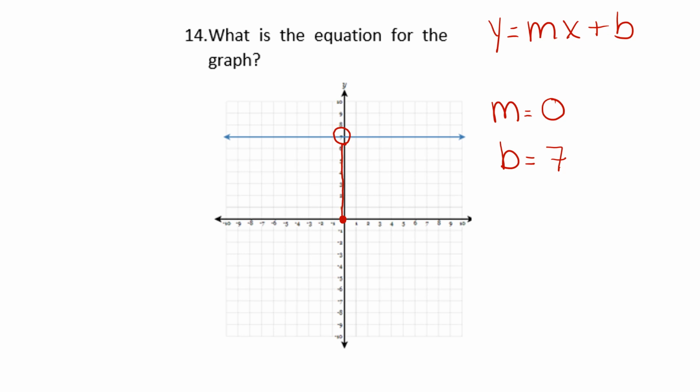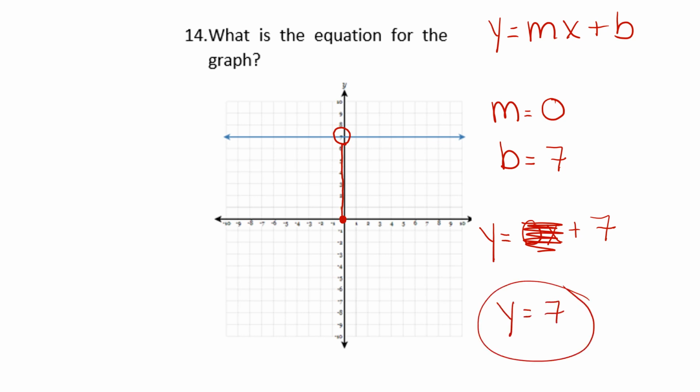Using that information to write our equation, we would write our equation as y equals 0x, because m and x always go together, and then the plus b, the +7 at the end. However, zeros are not important, and we do not need to write zeros in our equation, so we can take out the 0x piece, leaving only y equals 7 for our equation.